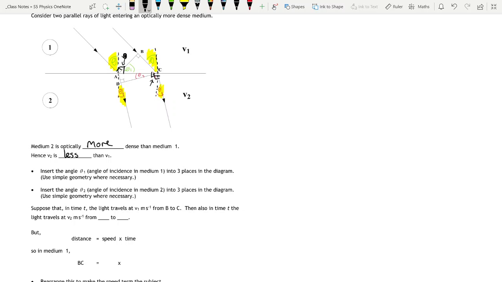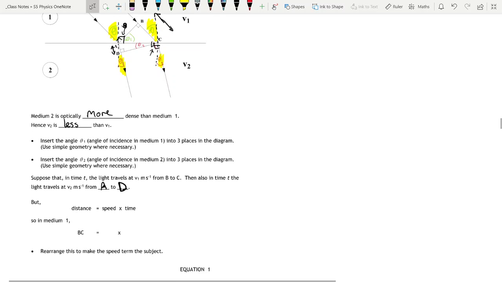Suppose that in time t, so little t, the light travels at speed V1 meters per second from B to C. So B to C is there. Then also in time t, the same time, the light travels at V2 from A to D. So it's just that part there that's moved into medium 2 while this is still traveling from B to C. So from A to D.